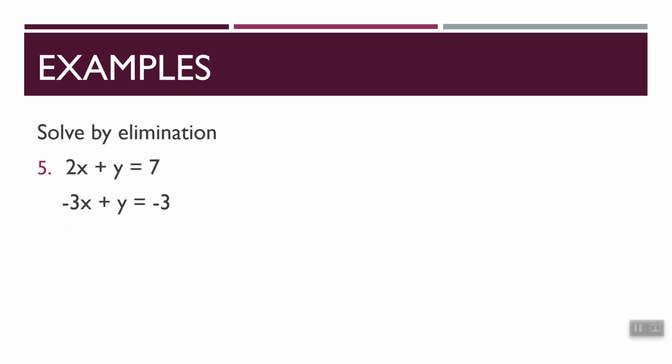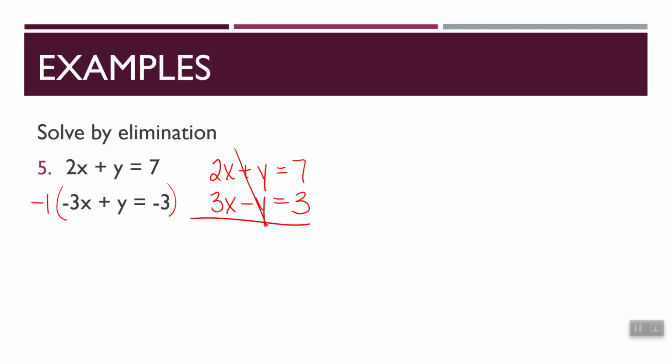A couple more examples. We've got 2x plus y equals 7 and negative 3x plus y equals negative 3. Again, I've got a 1 in front of both of the y's, but they aren't the same sign. So I need to multiply one of the equations by negative 1. I'm going to go ahead and do this bottom one again. And I like to rewrite the equation that I didn't do anything with. I just like to stack them on top of each other.